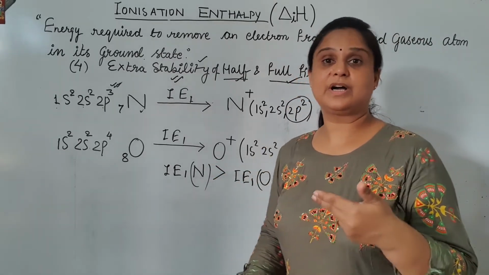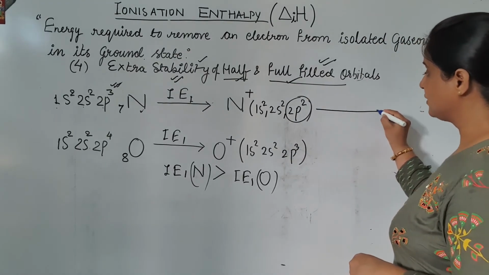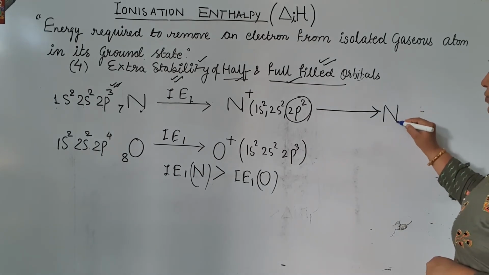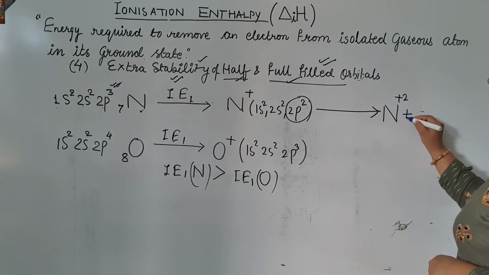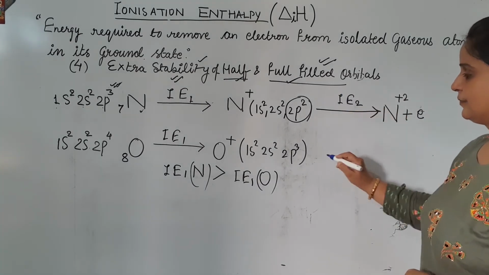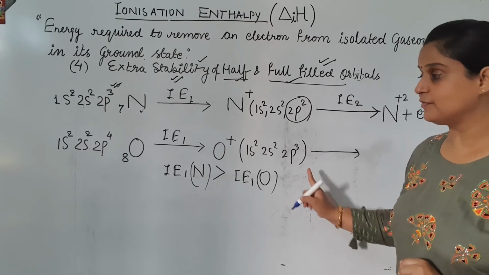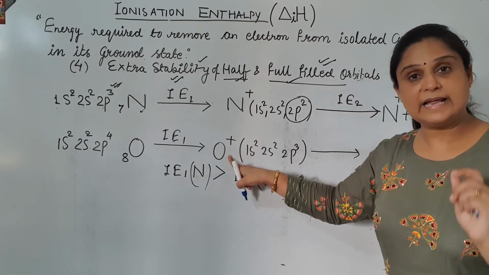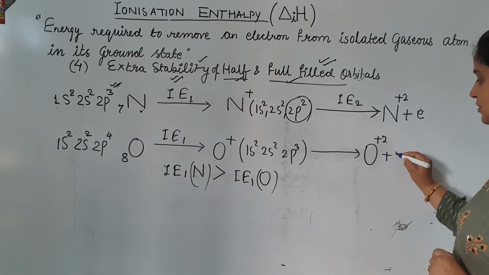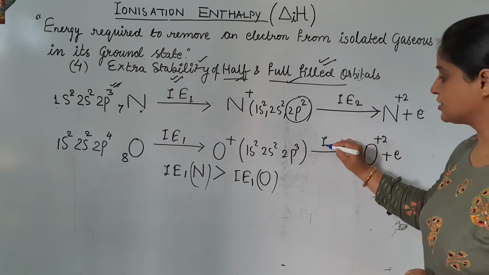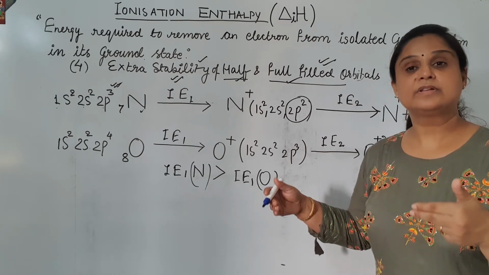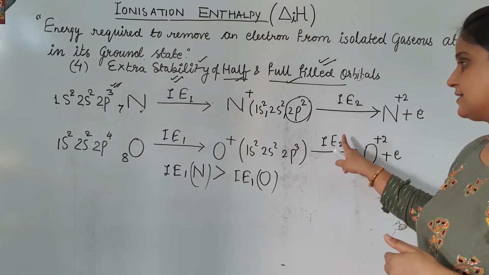So let us talk about the next step. If I am trying to remove one more electron from this N plus, what is happening? It is going to lose one more electron and convert into N2 plus, and this is called IE2. The same thing we do for oxygen also. We remove one more electron from this species, and O2 plus is formed by the loss of one more electron. This ionization enthalpy is called IE2, because the energy required to remove the second electron is known as second ionization enthalpy.